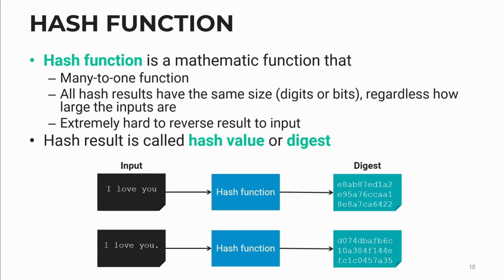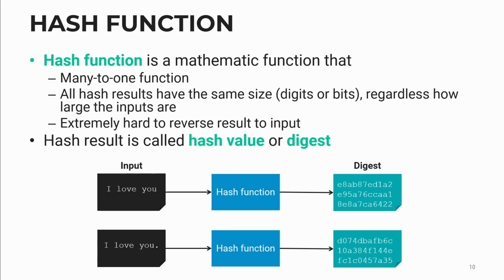And the hash function that we're looking for is a function such that it is extremely difficult to find two inputs that map to the same output. The result of a hash function is usually called a hash value or digest, or sometimes a hash code.